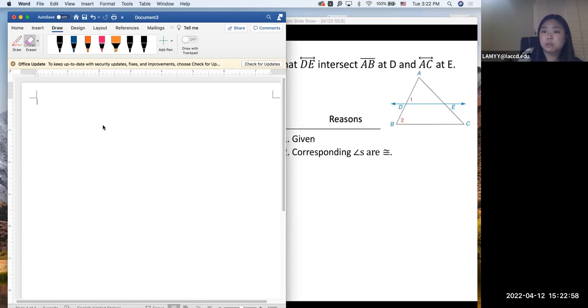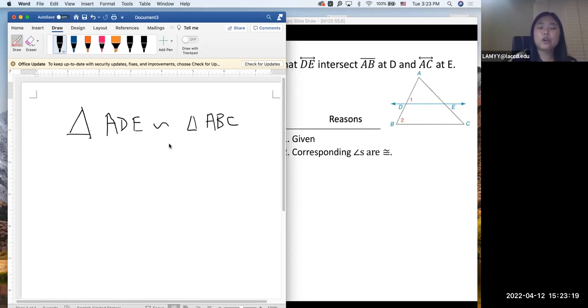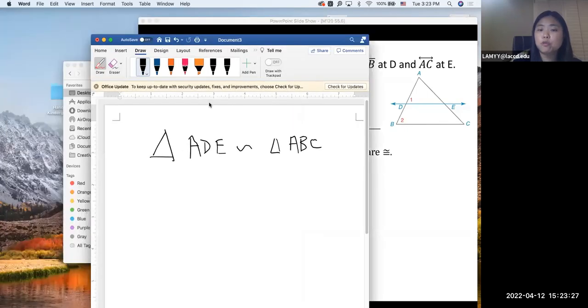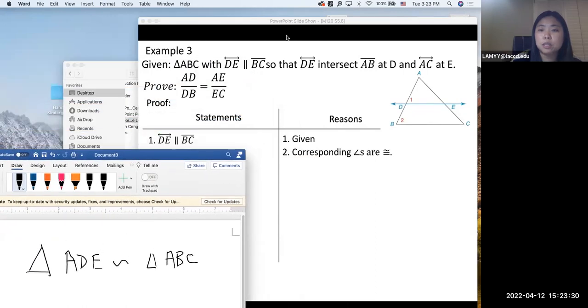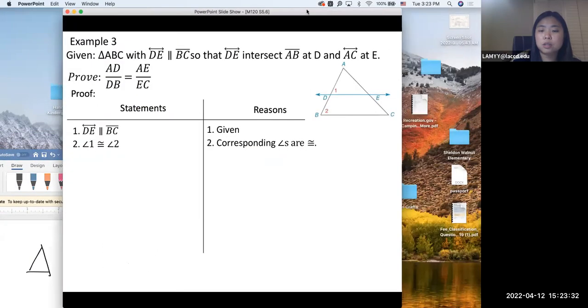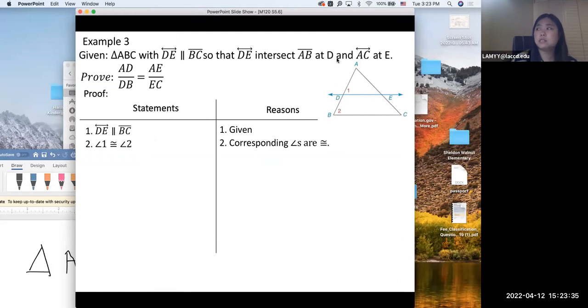Okay, triangles are similar. Now I want you guys to try to prove the triangle ADE is going to be similar to the triangle ABC. Similar means only the angles are congruent and then the size is going to be proportional. I want you guys to try. Just prove these triangles are similar. ADE and ABC are similar.